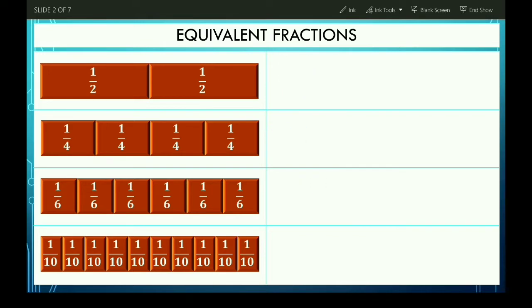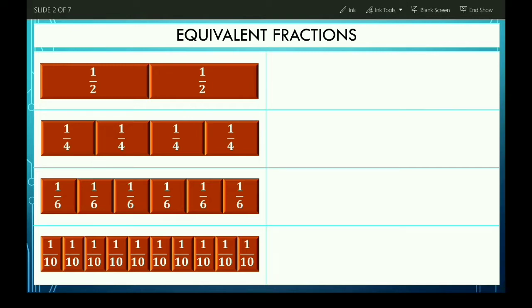In order to understand this visually, if you look at the bars on the left hand side, let's just suppose that they are chocolate bars. Each chocolate bar is exactly the same size. The only difference is that each of the chocolate bars has a different number of pieces.